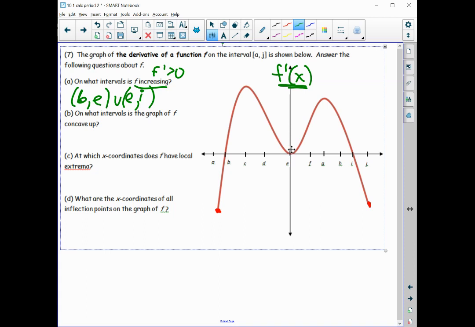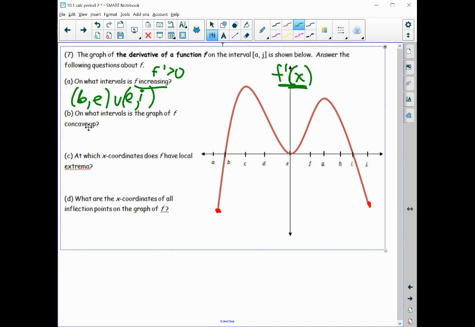Notice that at E, the height of F prime is actually 0, which means that it's like a leveling point because it's a 0 slope. So it's neither increasing nor decreasing there. Hence why I excluded it and I didn't go straight from B to I. I went B to E and then E to I.